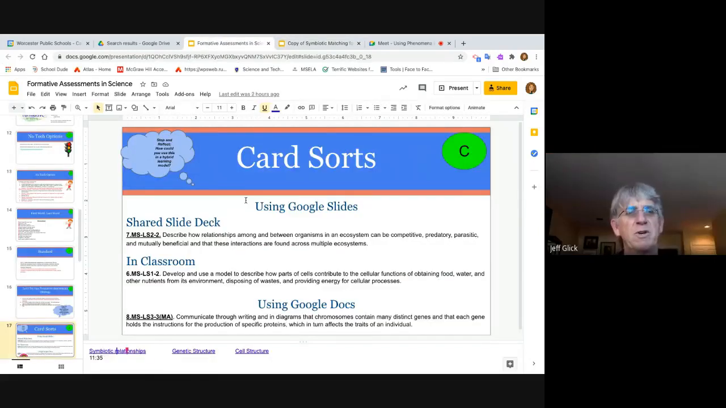You just said something that's really important, I think, is the idea that we do want to make sure that we are adjusting our teaching based on what we're finding. Yes.